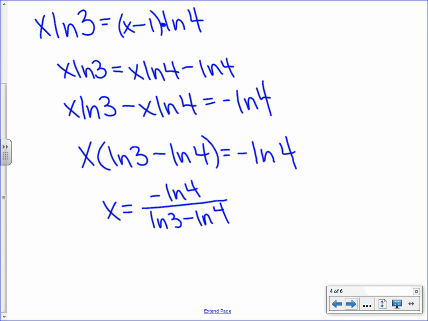And we can type that into our calculator now. Okay? I know this is an intense example. This is probably going to be the hardest problem on your assignment. Okay?